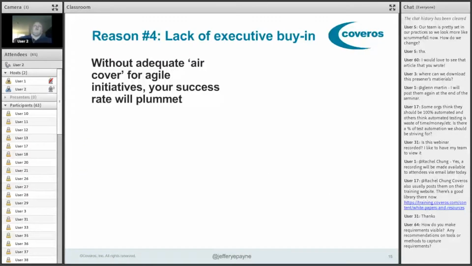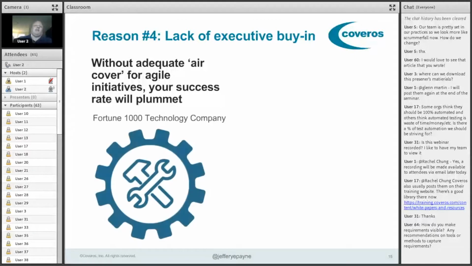Reason number 4, lack of executive buy-in. Without some kind of what I call air cover for your Agile initiative, the success rate you're going to have in rolling out Agile in the organization, unfortunately, is going to plummet. It's going to plummet because you don't have buy-in from above. You have to have some level of buy-in if you're going to make Agile successful across the organization.